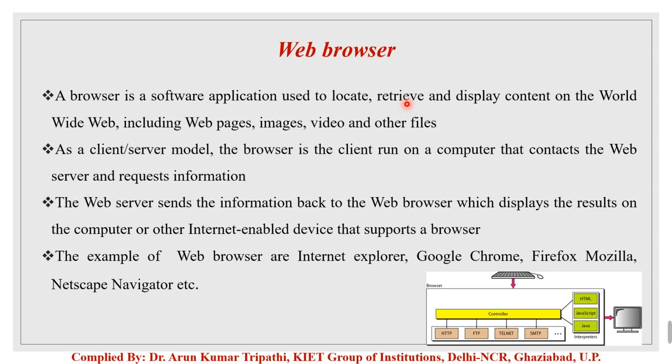So, a web browser is used to locate, retrieve, and display the information on the WWW, such as images, video, audio files, text files, etc. In the client-server model, the browser is the client, which runs at the client end to access the information on the server by requesting a particular web page. The web server sends the information back to the web browser, which displays the results on the computer or other internet-enabled device that supports the browser.